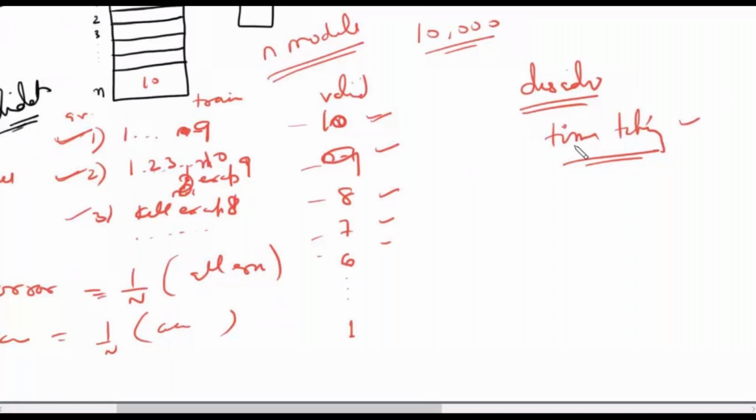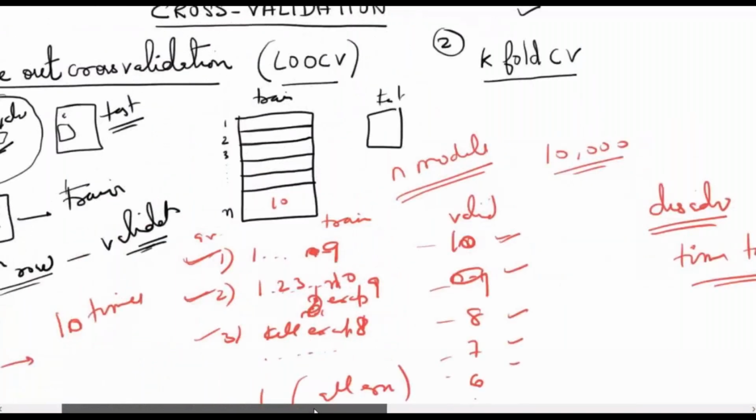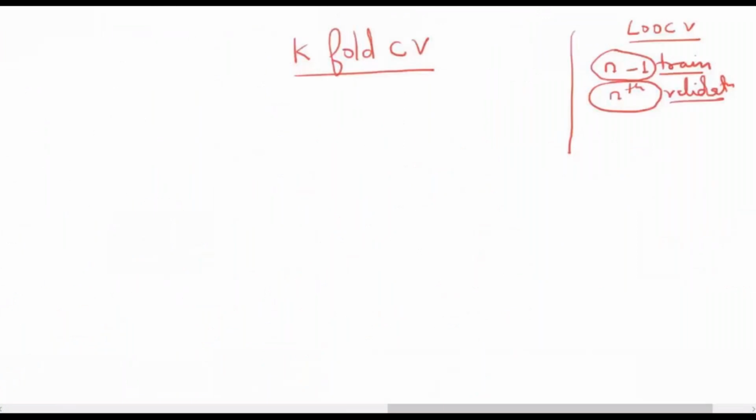So we will see the next method of cross validation, which is k-fold cross validation, which is very popularly used, and it removes all the disadvantages that we have talked about so far. Let's talk about k-fold cross validation.